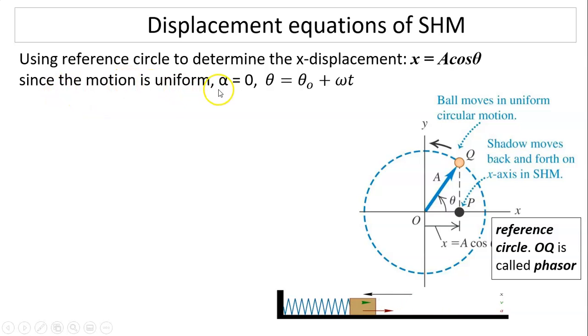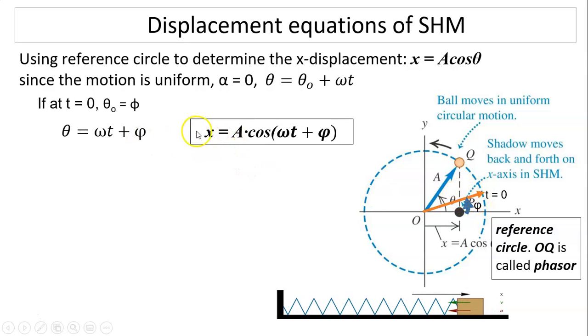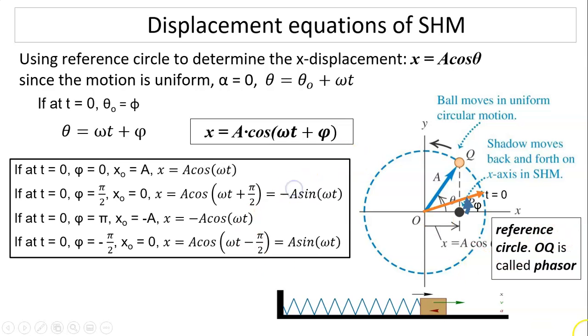Since the motion is uniform, alpha equals 0, so theta equals theta naught plus omega t. Omega is constant. But let's suppose at t equals 0, you didn't start from 0. You start from an angle phi. Start from here. Then the general equation would be x equals a cosine of omega t plus phi. That's a general equation. So let's take a look at special cases of phi.